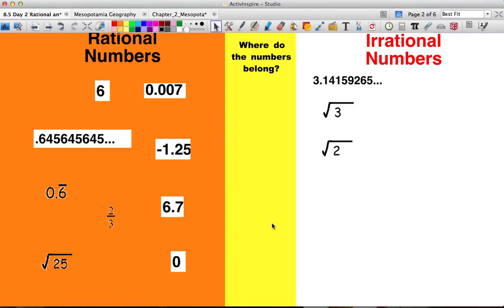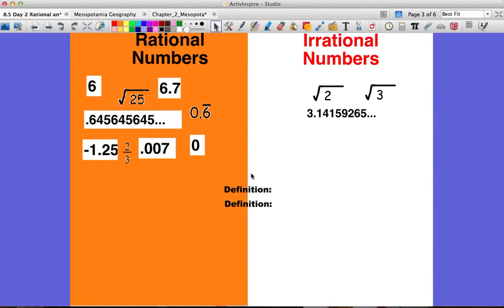However, if we take a look at the numbers, you'll notice that all whole numbers and integers are on this side, and any decimal that terminates or repeats is also on this side. Decimals that do not repeat and do not terminate, so like pi that goes on forever, and the square root of 3 and the square root of 2, which also go on forever, are irrational numbers. This helps fit our definition of rational and irrational numbers.